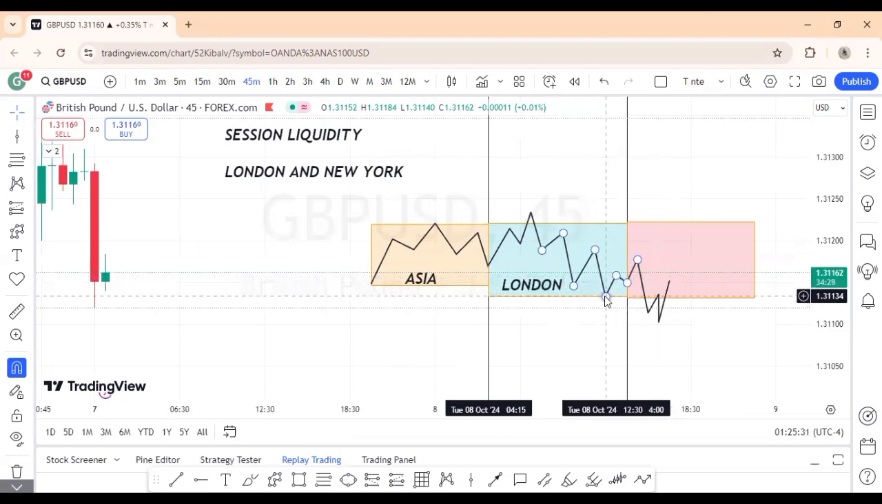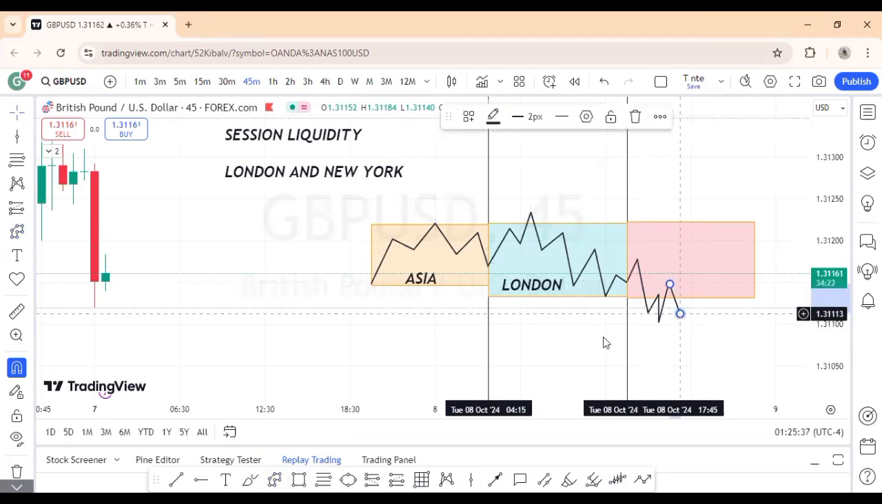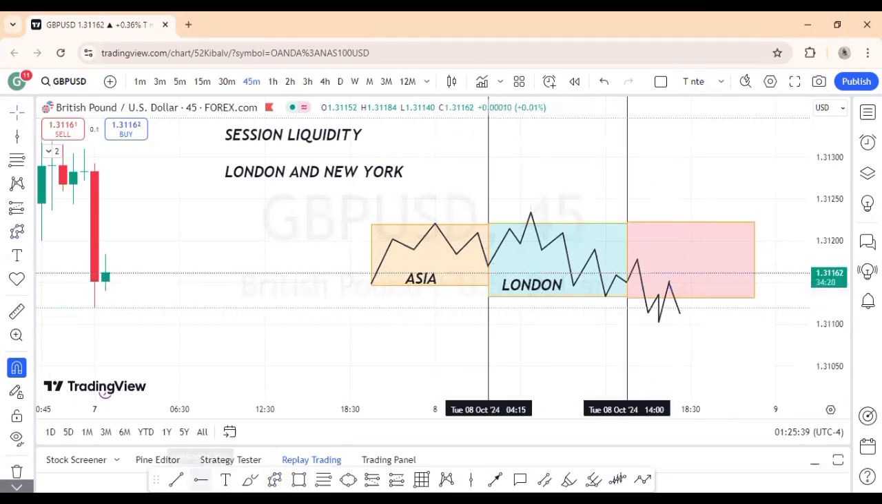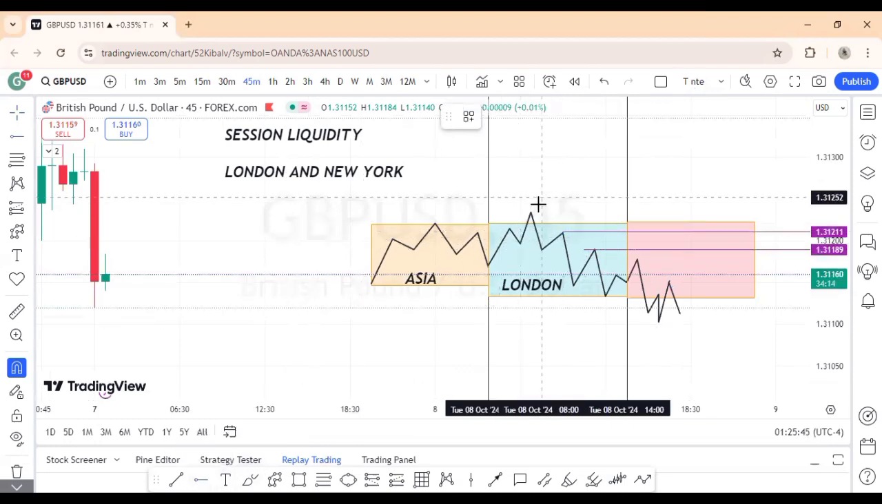So price took out London liquidity low first, and then that's a bullish break of structure or change of character. And then what do we expect? It's very obvious that price would want to take out all these London highs. We have London high here, we have London high here, then we have the extreme London high up here.